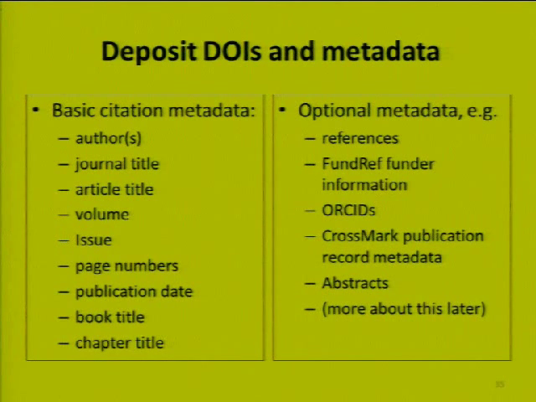Now, the basic bibliographic metadata that you need underneath it is here on the left, so author, journal title, etc. But you can add optional metadata, and this afternoon we'll discuss why that would be used and why that might be beneficial. It can include things like the references, the funding information behind the article, ORCID, which we'll talk about a bit later, which is a unique number system for authors, and maybe the abstracts. So there is some optional information you can deposit as well.